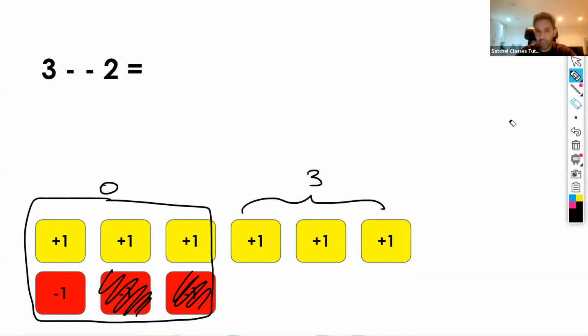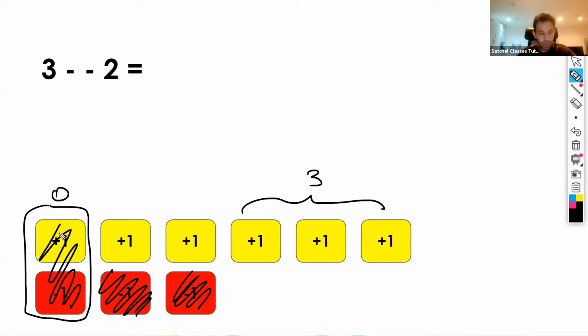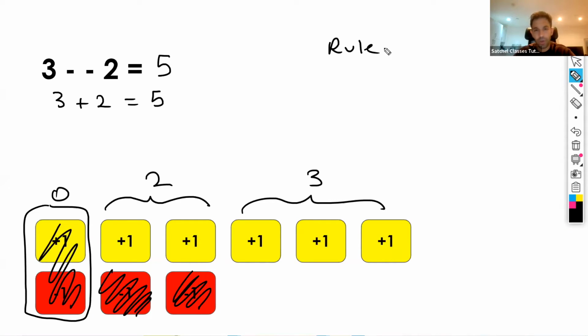Now that changes the outcome, because what we have now is only one zero pair. So these two are 0. But since we subtracted these away, we no longer have a 0 pair here. So we actually have 2 plus the 3 that we started with. So in total, we get 5. So 3 minus minus 2 is the same as 3 plus 2, which gives us 5. Again, going back to the rule, a minus and a minus gives a positive.